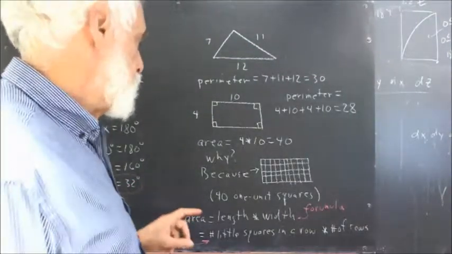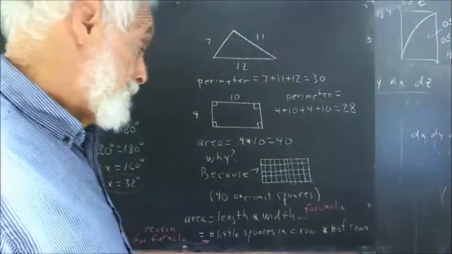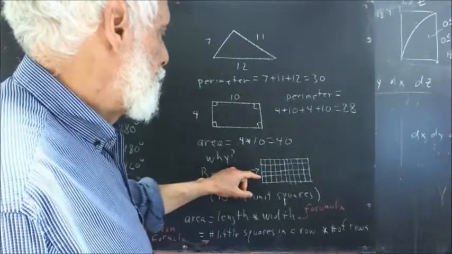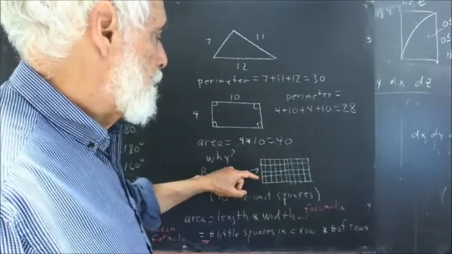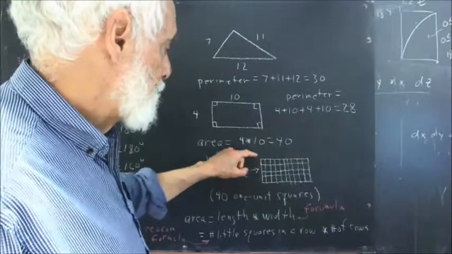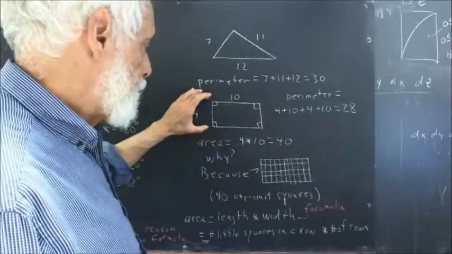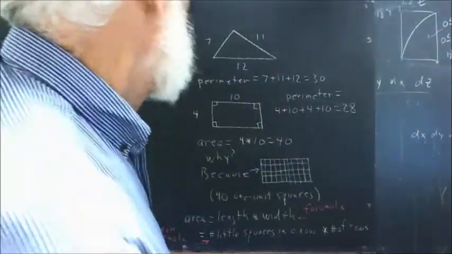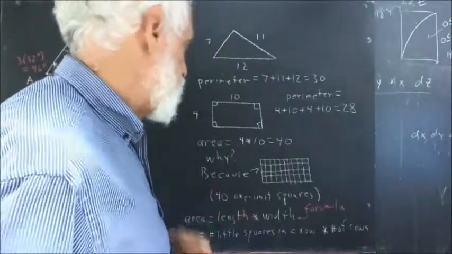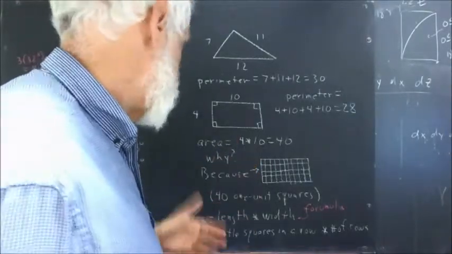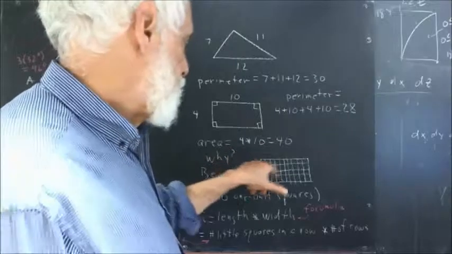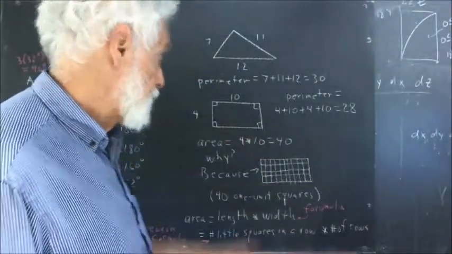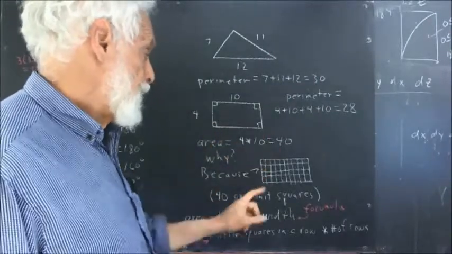Why comes back to this. We divide the rectangle into 4 strips corresponding to the width of 4. Each strip has a width of 1. Then I divide it into 10 blocks this way, so each strip is divided into 10 equal blocks corresponding to the length of 10.